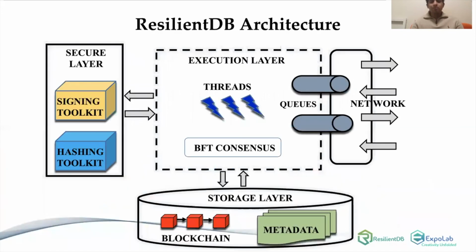So, what is Resilient DB? Well, it's a layered system. It has a layer for storage, which includes the blockchain and other metadata. It has a layer for signing and hashing. It has a layer which basically interacts with the network. And then it has an execution layer where there are different threads and queues that help to run the consensus protocol.